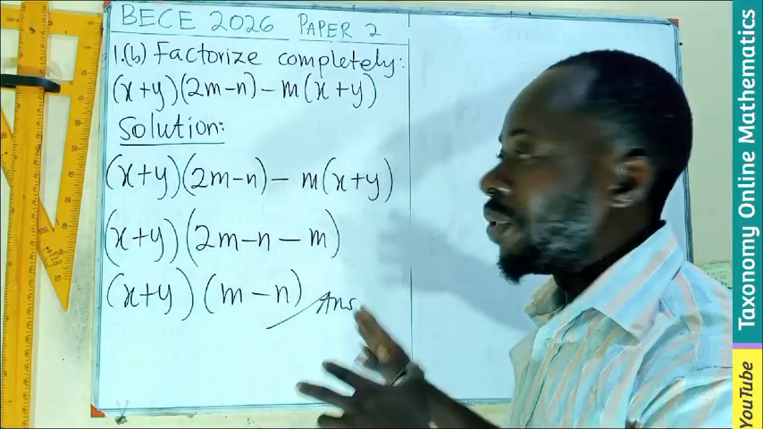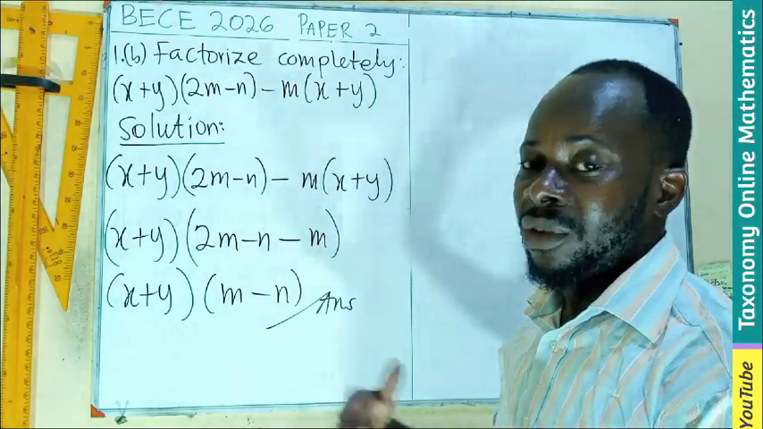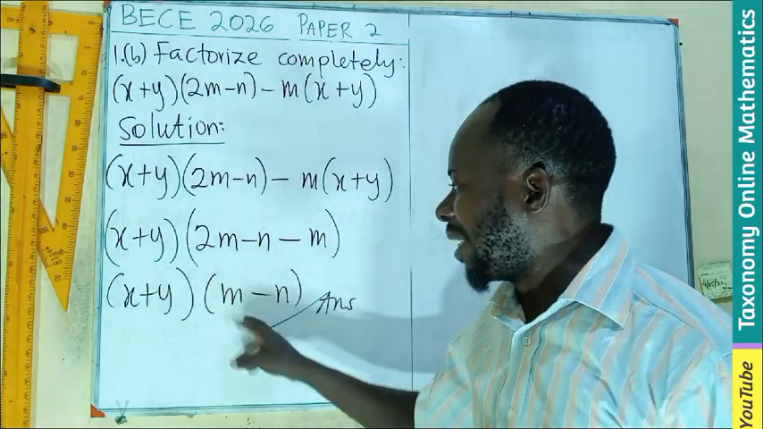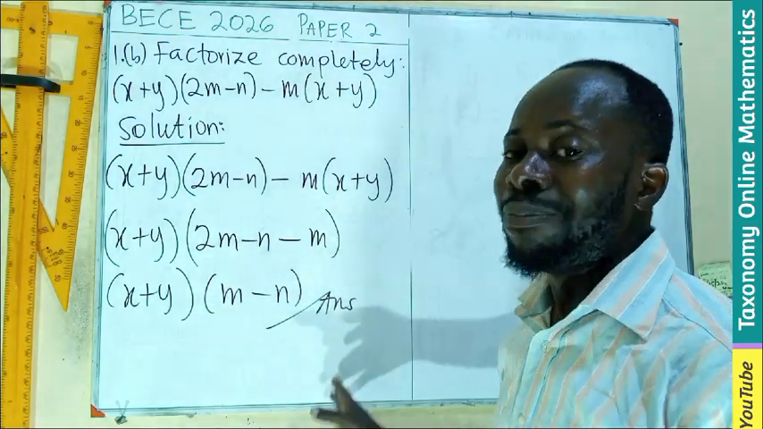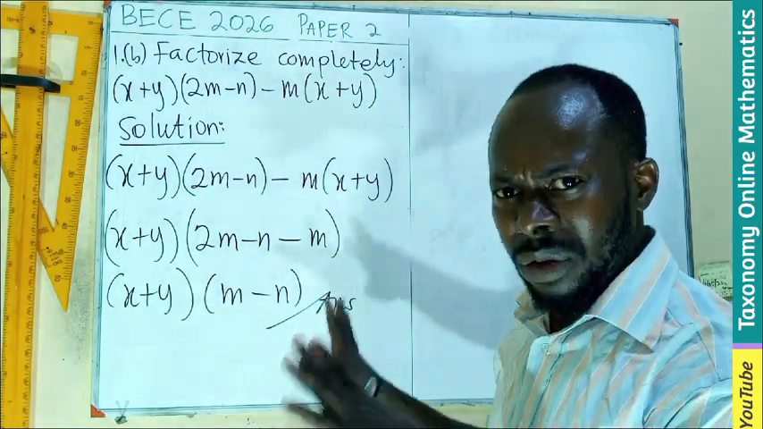We are factorizing. We are not asked to simplify. If we are to simplify, we can expand this later to make it independent of the bracket. I guess the concept is clear.